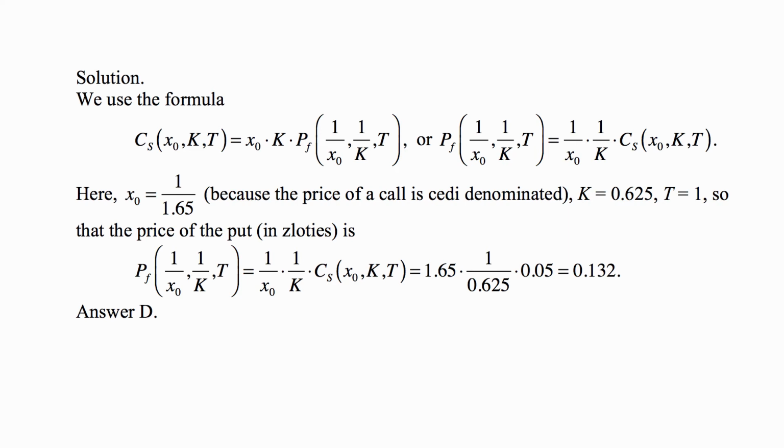So here the exchange rate initially is 1 over 1.65 because the price of the call is cedi denominated. K is 0.625, T is 1, so that the price of the put in zlotys will be 1.65 times 1 over the strike price times the price of the call, 0.05. So this is just a simple exercise of switching from one currency to another, because the call in one currency is the put in the other currency. It's actually very simple, and it just requires you to think in terms of options to exchange assets. That's the second exercise on an option to exchange assets that I'm posting to ask you to think about it. And of course that means that the answer is D.